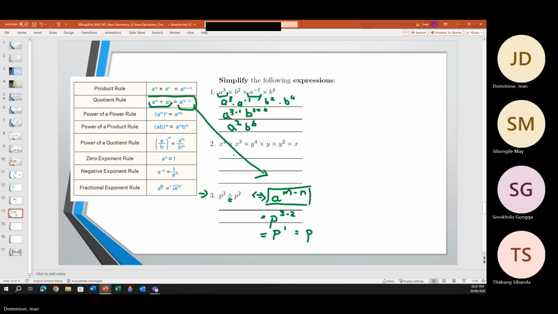So what I try to identify is, when we have P to the power of 3 divided by P to the power of 2, which one of these rules will I use? So I looked at it and I said, okay, I'm going to use that rule. Then I just wrote it down to make it easier for myself. And that is what you guys can also do.